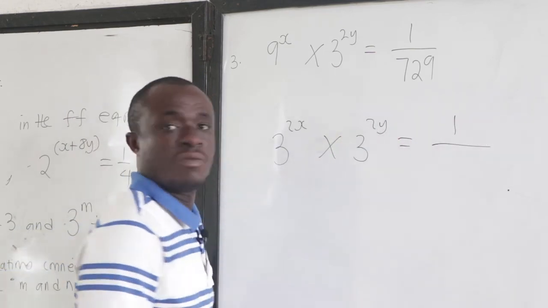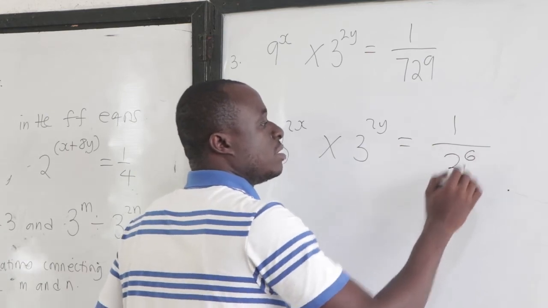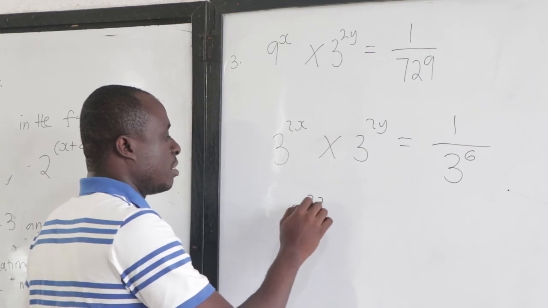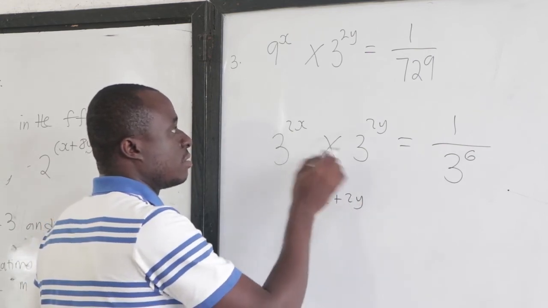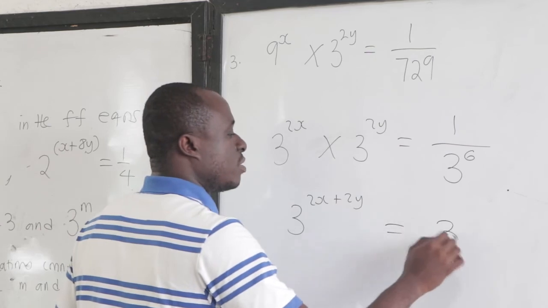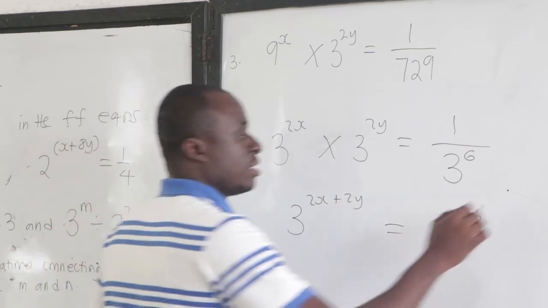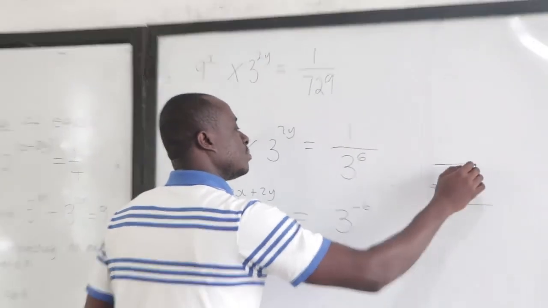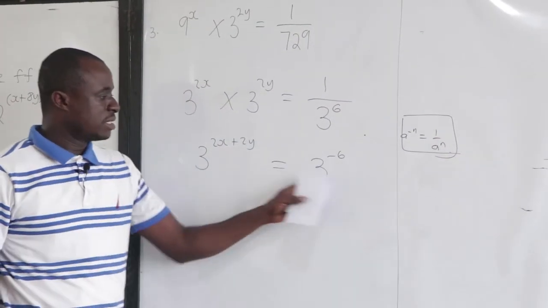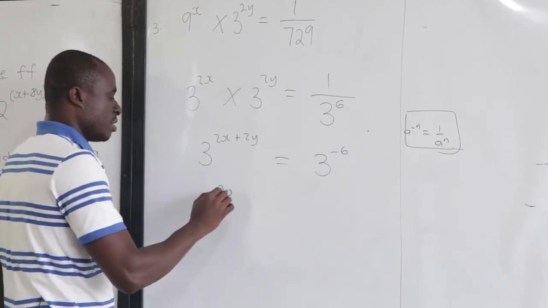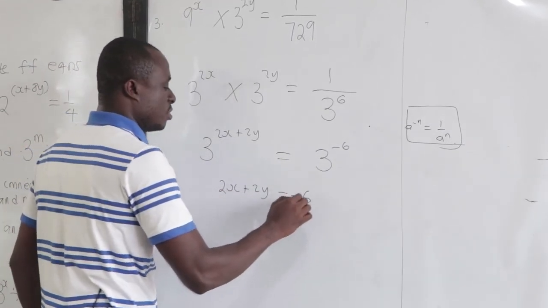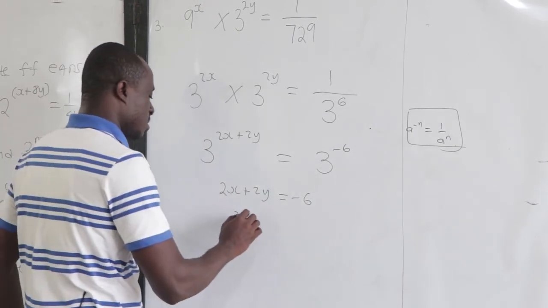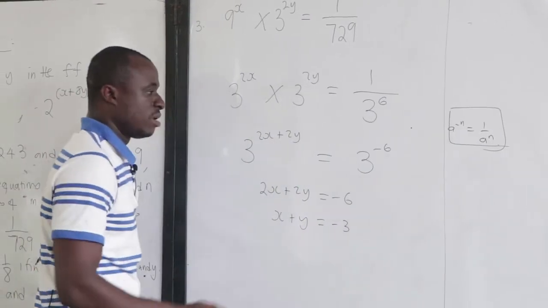So we have 3 to the power 2x times 3 to the power 2y equal to 1 over 729. Now 3 to the power what will give us 729? That is 3 to the power 6. Now, because we are multiplying here, we add the exponents. We have 3 to the power 2x plus 2y equal to 3 to the power negative 6. Why? If we have a to the power negative n, it is the same as 1 over a to the power n. Now, the bases are the same, so we equate the exponents. We have 2x plus 2y equal to negative 6. 2 is a factor of all of them, so you can divide through by 2. So you have x plus y equal to negative 3.